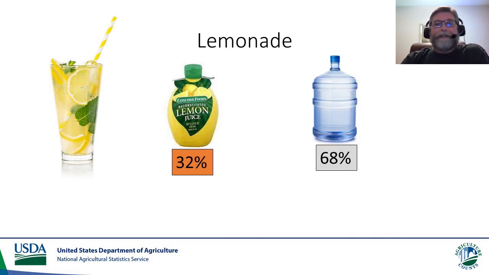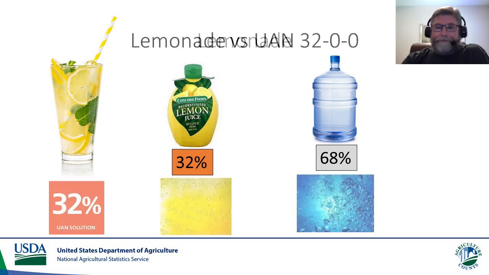Now let's compare another liquid product. For a simple product comparison, we're going to say that a lemonade is made up of two things, lemon juice and water. We'll say that the bottle of lemonade is made up of 32% lemon juice and the remaining 68% is water. So let's compare urea ammonium nitrate 32-0-0 to a bottle of lemonade. The lemon juice compares to the nitrogen in the fertilizer, and the water compares to the carrier material of the fertilizer. So 32% is lemon juice, 32% is nitrogen, 68% is water, 68% is carrier material. The ratio of nutrients to carrier works the same regardless of the amount of fertilizer applied.